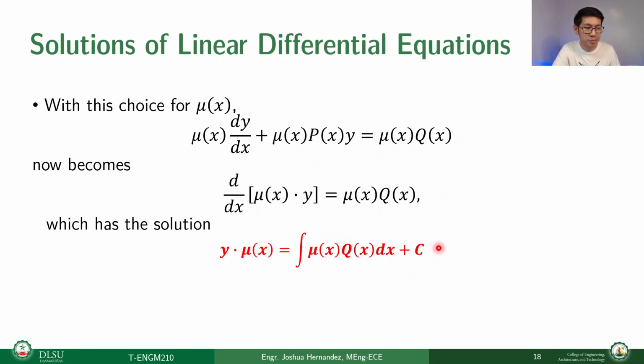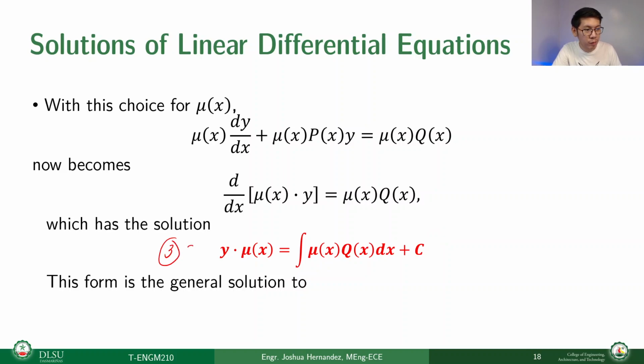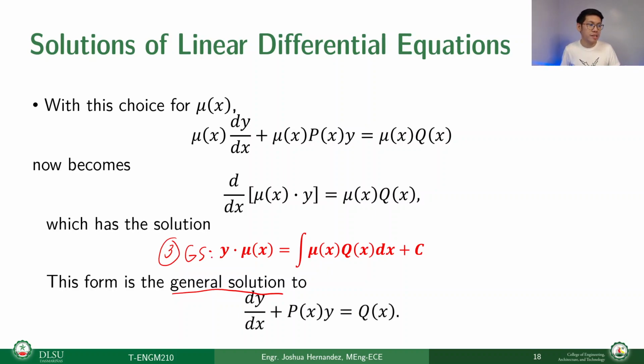Alright. So this form here, don't forget it, this is the number 3 important equation, and this is what we call the general solution, GS, to this given differential equation. So that's three: we have the standard form, we have the integrating factor, and finally, the general solution. Now, once you have all those ingredients, you can solve differential equations of this form: dy over dx plus p of x y equals q of x.